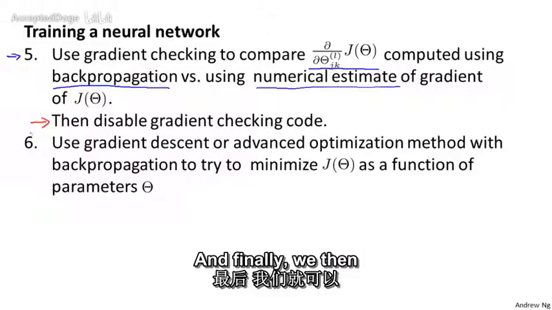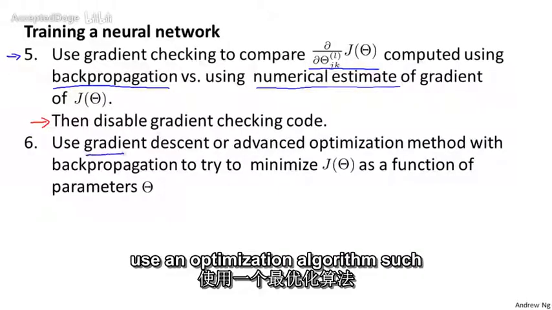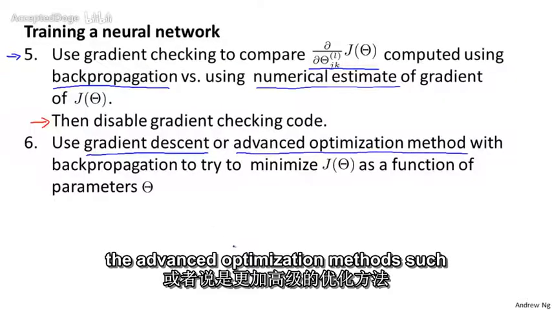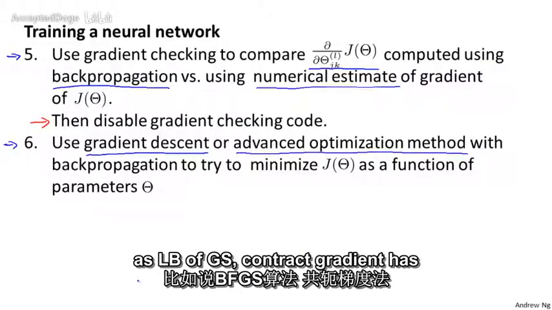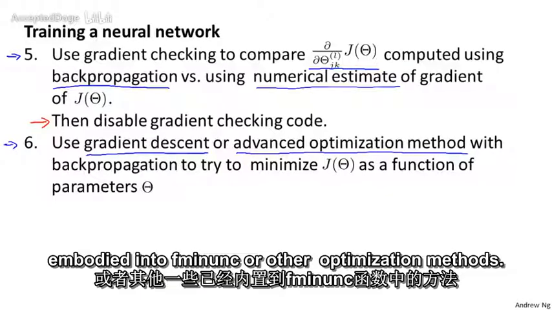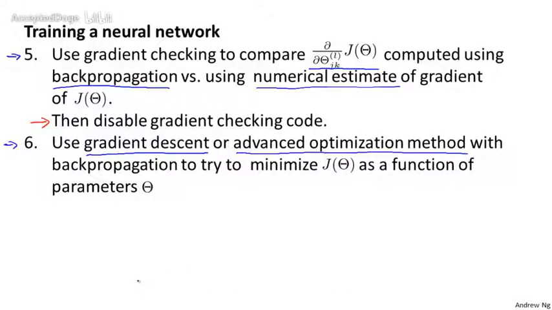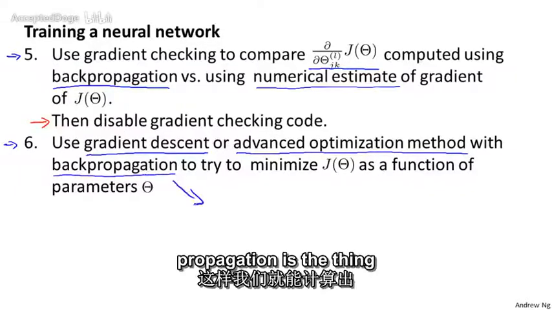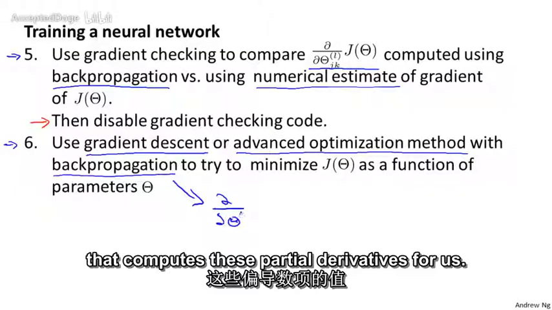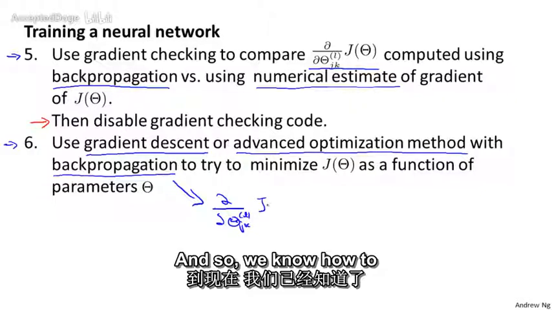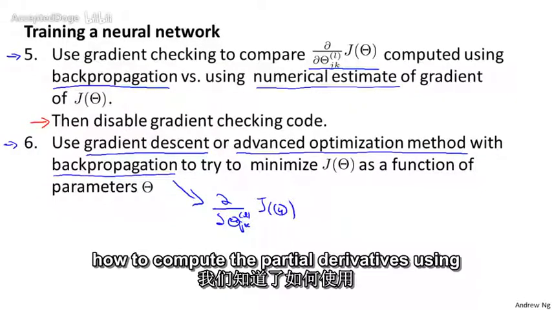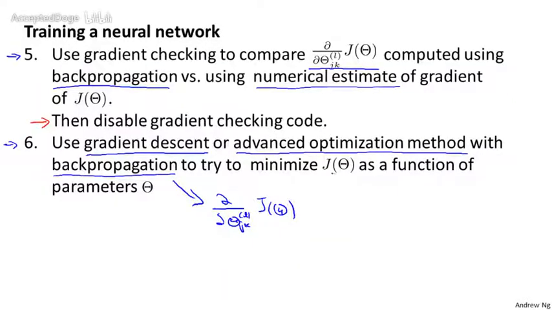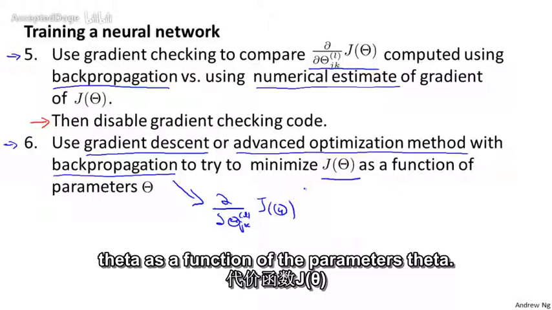And finally, we then use an optimization algorithm such as gradient descent or one of the advanced optimization methods such as LBFGS or conjugate gradient, as embodied in fminunc or other optimization methods. We use these together with backpropagation. So backpropagation is the thing that computes these partial derivatives for us. And so we know how to compute the cost function, we know how to compute the partial derivatives using backpropagation, so we can use one of these optimization methods to try to minimize J of theta as a function of the parameters theta.